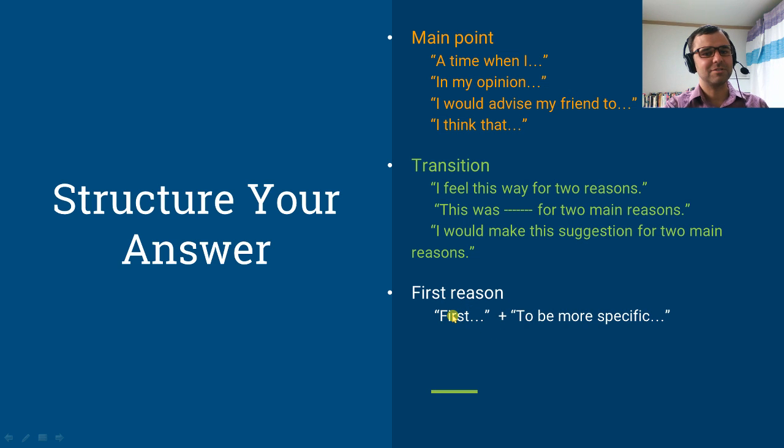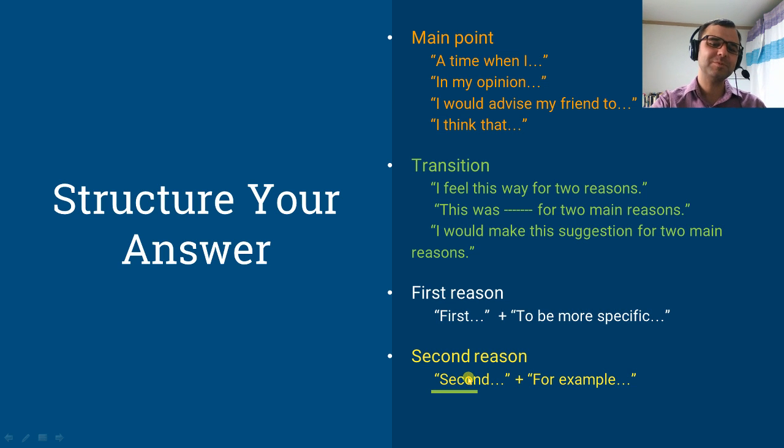Start with first. First, and then give me another sentence that begins with to be more specific. I'm going to give you an example of this, a sample answer in just a moment. But next you're talking about the second reason, second and for example.